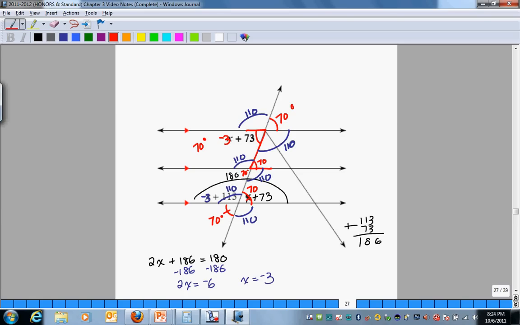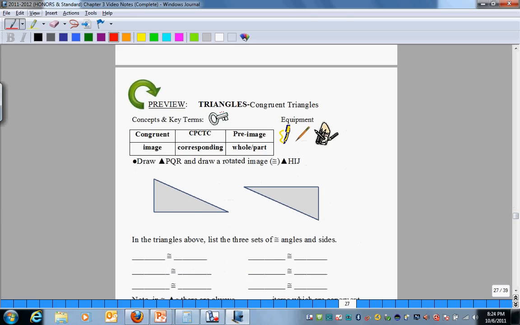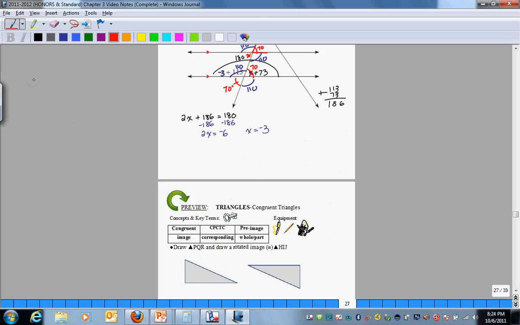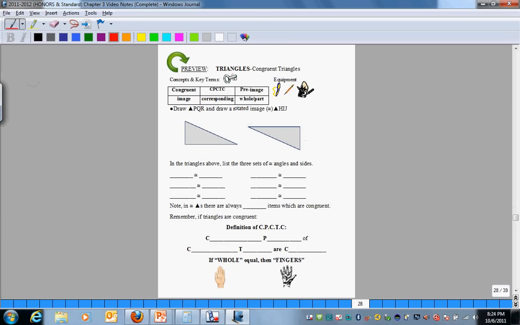So you can see there's a multitude of angles that you can find with a single angle when you have parallel lines. Now we're going to talk about congruent triangles. In the previous lesson, we talked how triangles can have motion, translation, rotation, and reflection.